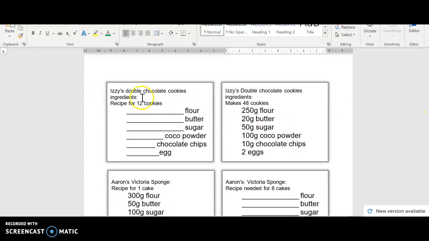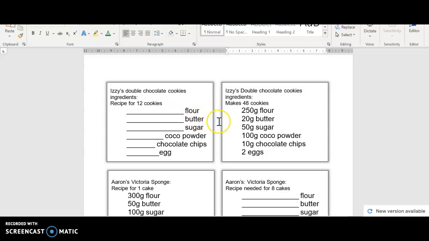We've got Izzy's double chocolate cookies. And here, this makes 48. This makes 12. What's the relationship with 48 and 12? What do you need to do to 12 to get to 48? What do you need to multiply it by? Yep, you need to multiply it by 4. So these amounts are 4 times bigger, so we're going to have to divide all of these by 4 to get the right amount.